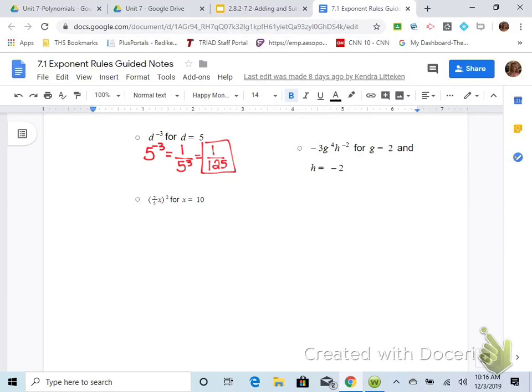Okay. Now I have negative 3, g to the 4th, h to the negative 2nd. What am I substituting for g? And what am I substituting for h? So I'm going to rewrite this as negative 3 times, what do I substitute for g? 2, and it's to the what power? 4. Okay, and then what do I substitute for h? Negative 2.